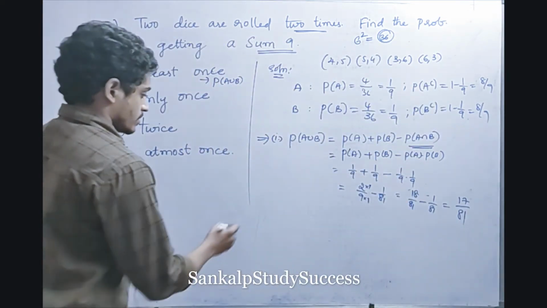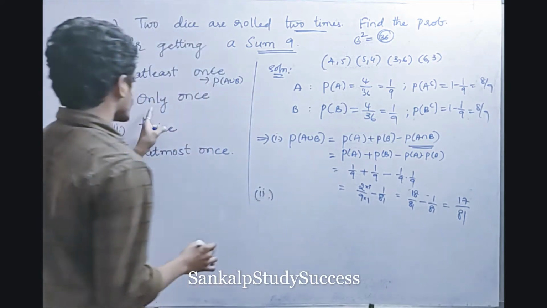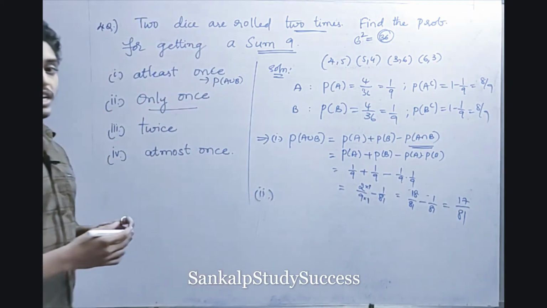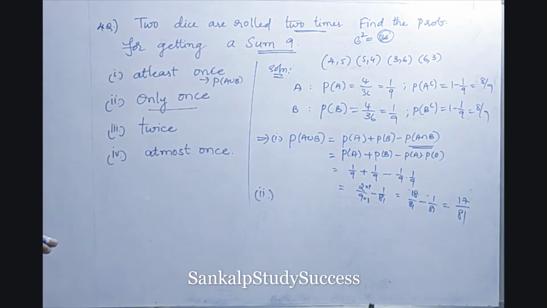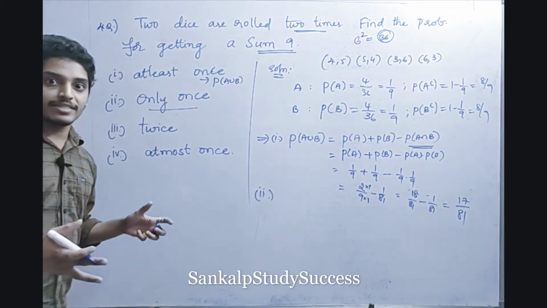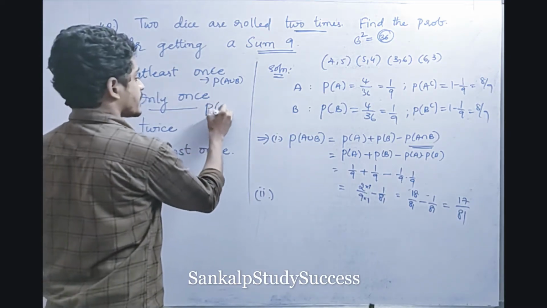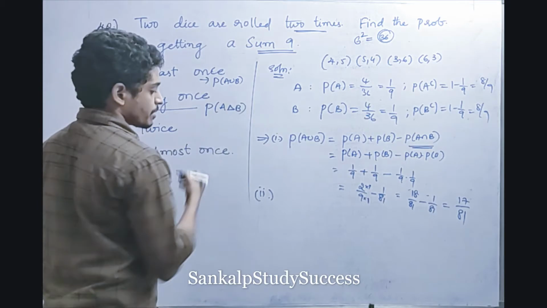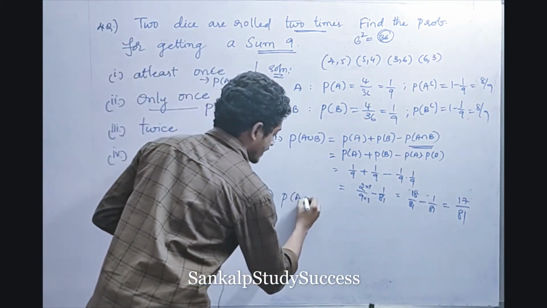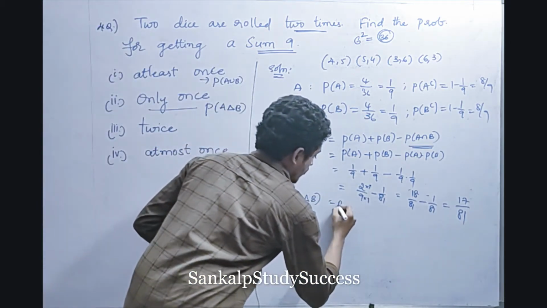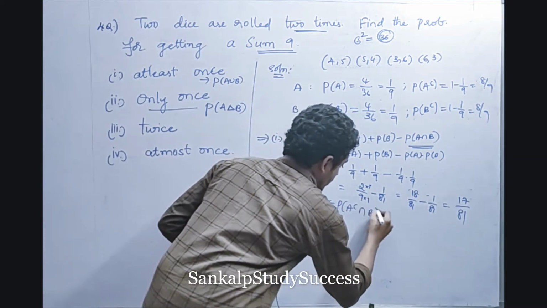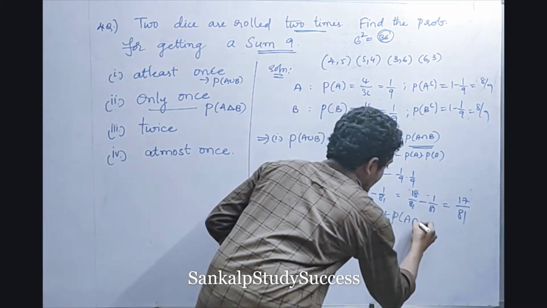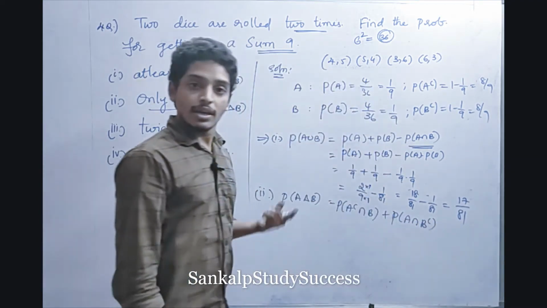Fine. Now the second one. What is the second one he has asked? Only once he has asked. Only once in the sense, what do you mean by only once? It's nothing but exactly once, right? That is P of A delta B. What do you mean by A delta B, friends? P of A delta B means P of A complement intersection B plus P of A intersection B complement. Yes or no? Yes.